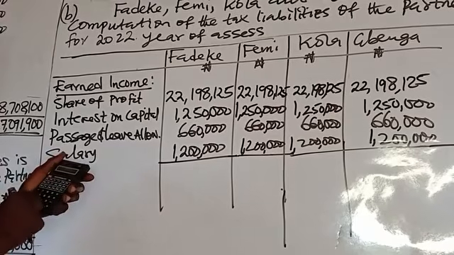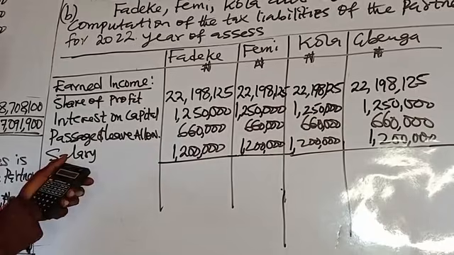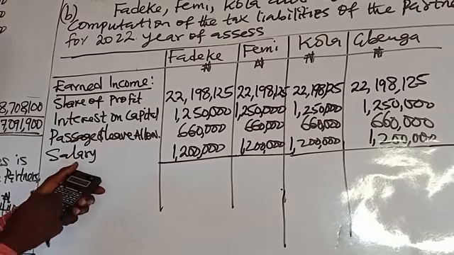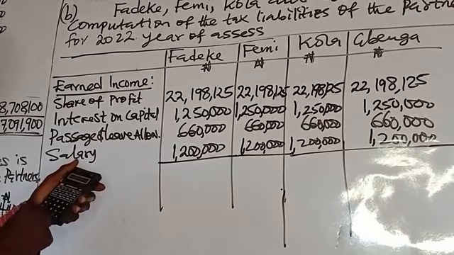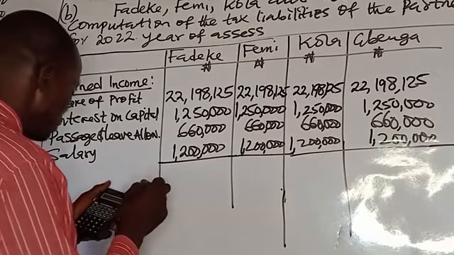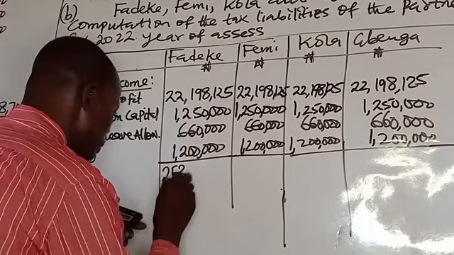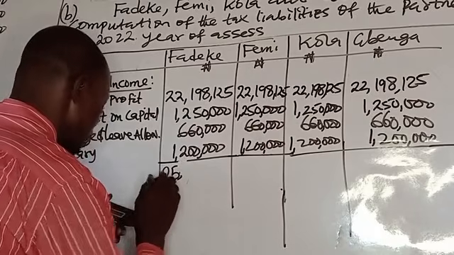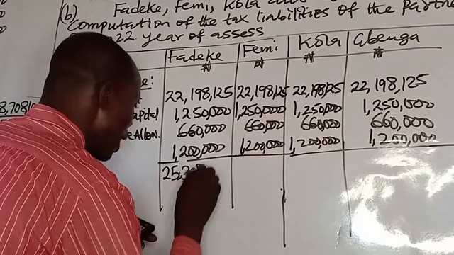22,198,125 plus 1,250,000 plus 660,000 plus 1.2 million naira. So for Fadike, our total earned income is 25,308,125.